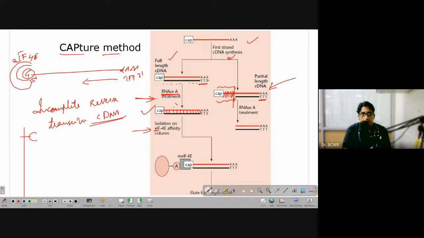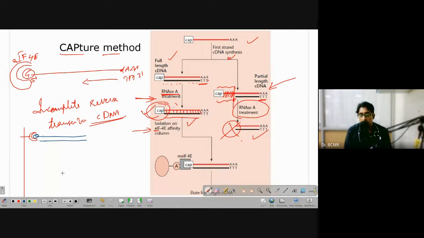So here we have this EIF4E, and we pass both the mixtures, this one as well as this one. Which ones of these two have G cap? There is no G cap in the incompletely synthesized ones because of the RNase treatment. Whereas wherever the reverse transcription is complete, those will retain the G cap, and they will bind to the column like that. The mRNA will bind, and this is the cDNA that is synthesized.